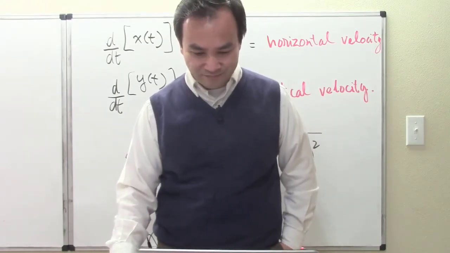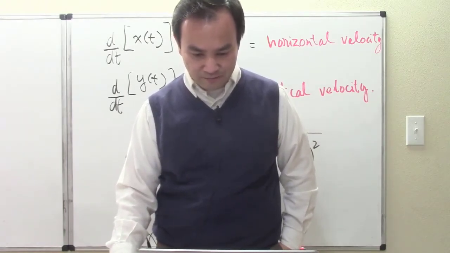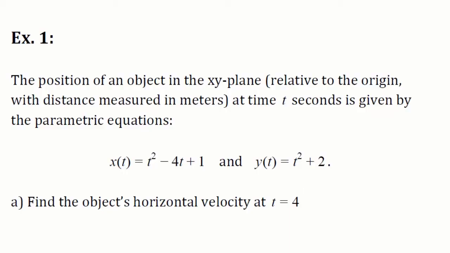And let's look at our first example. Example 1 says: the position of an object. I keep using the term particle, but here it could be an object like a big rock that you throw into the air, or throw on a floor and it rolls along some kind of path. So the position of an object in the xy plane relative to the origin, with the distance measured in meters. Now we know that we're in the metric system.